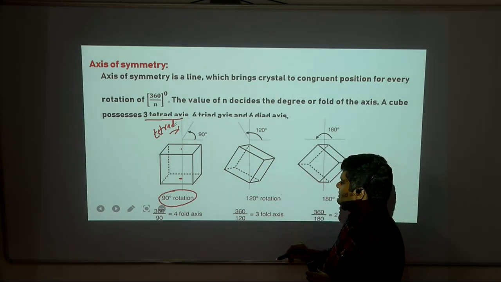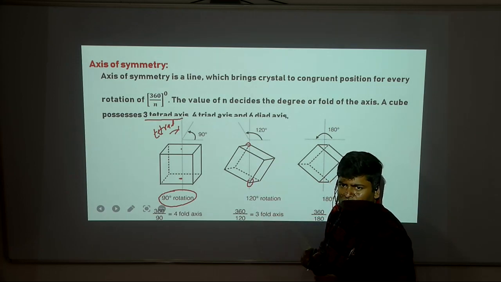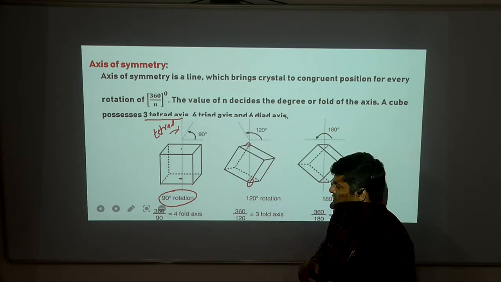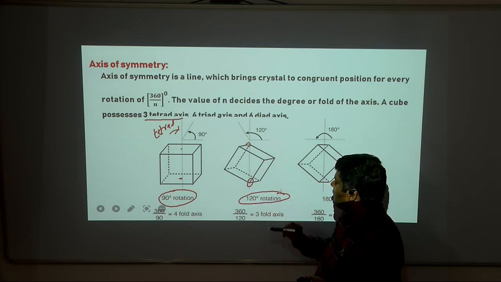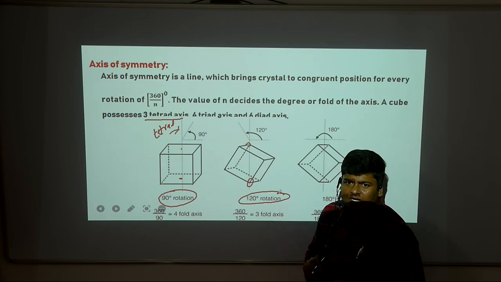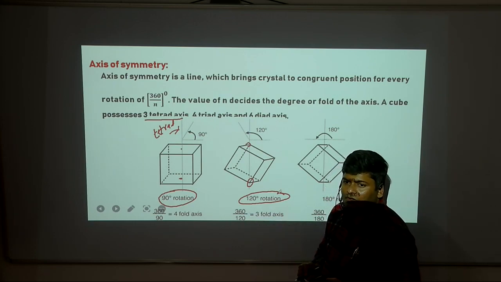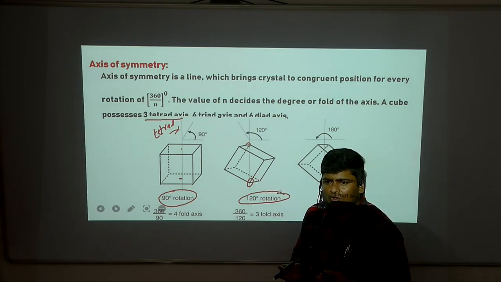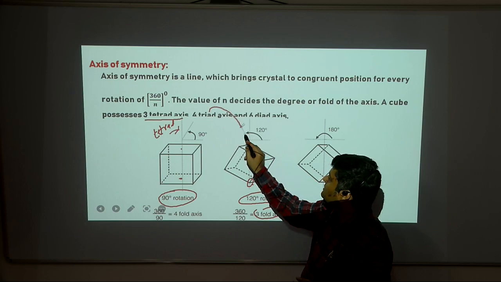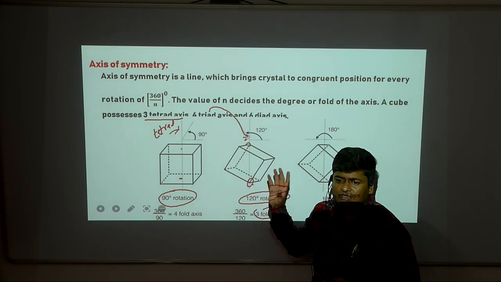Now the triad axis. If we pass the line through the opposite corners and rotate the crystal about this line, it will bring the crystal to the identical situation or congruent position after a rotation of 120 degrees. Dividing 360 by 120 gives 3, so 3 times the crystal can come to the congruent position. That's why this line is called a triad axis. Triad stands for 3 times.